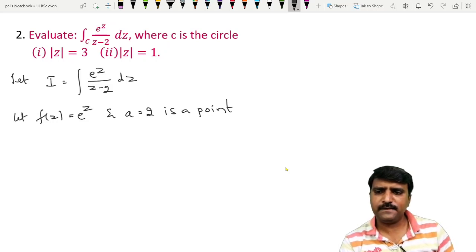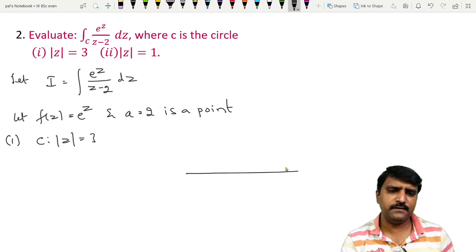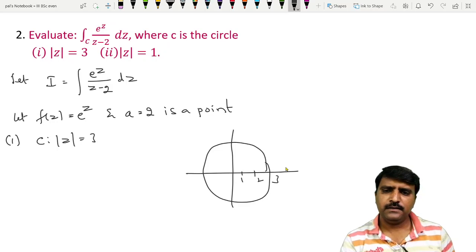So in first case, what is the C? Curve C is mod z is equal to 3. So mod z is equal to 3 means it is a circle with center origin radius 3. If you draw this circle here, just imagine it is a circle. So this is the point 1, 2, 3. So now this is point 3. So a is equal to 2 is a point inside this region C.